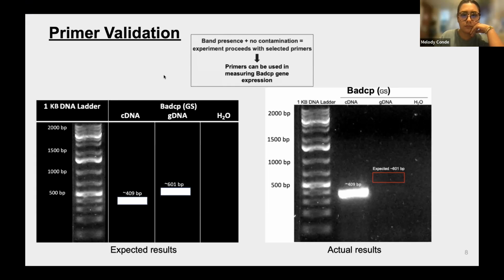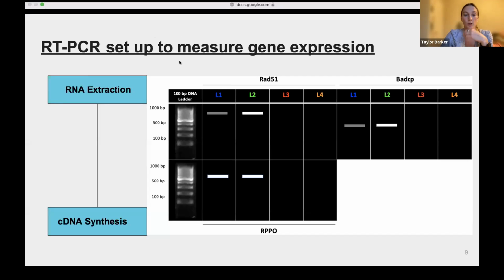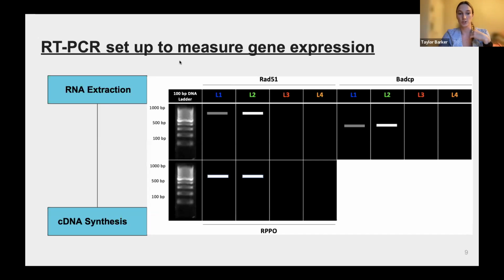So after primer validation, we had to do a reverse transcriptase PCR, so RT-PCR, followed by gel electrophoresis. This was used to measure DNA damage in treated versus untreated cells. To induce DNA damage, cells were treated with the DNA damaging reagent, which is hydroxyurea. And then we lysed the cells and had their RNA extracted and then converted into cDNA following the same PCR steps mentioned before.